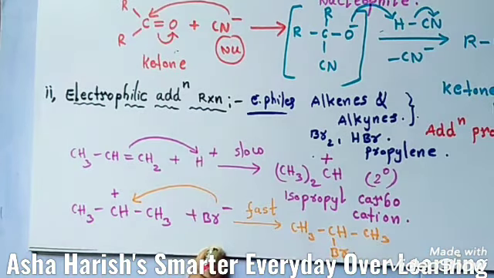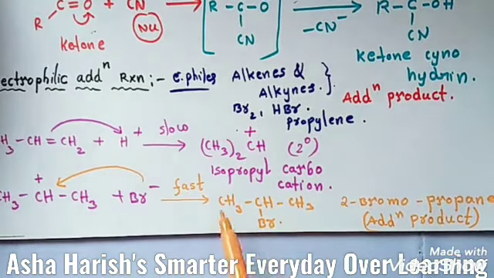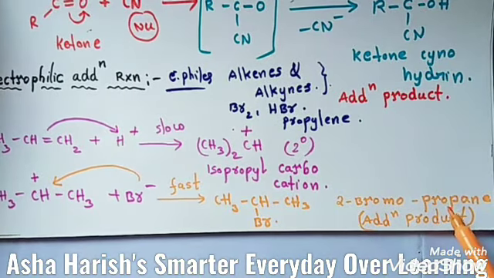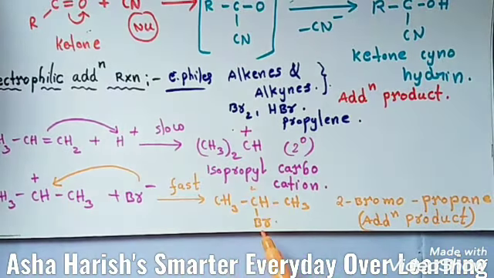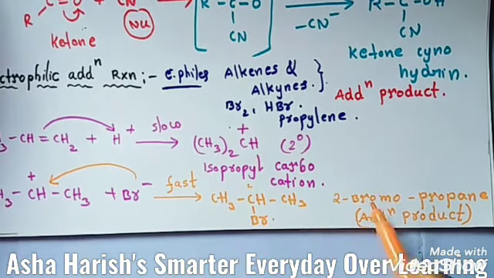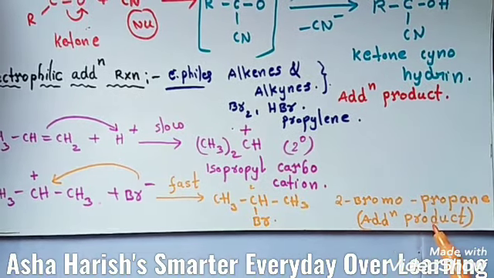Now this is about electrophilic addition reaction. The name of this compound: here 1, 2, 3, three carbons are there, so the root word should be prop, and at the second carbon a bromine substituent is added here. So 2-bromopropane is the IUPAC name. This compound is known as the addition product.